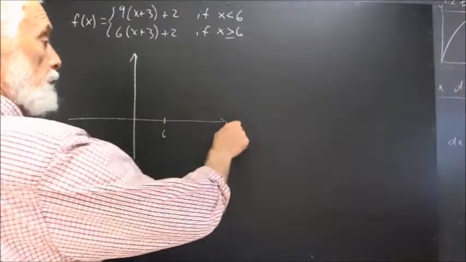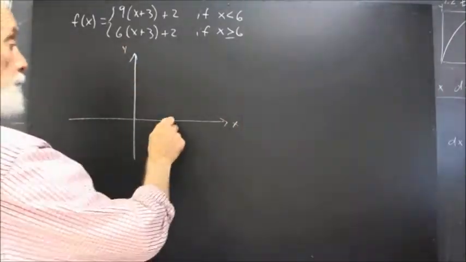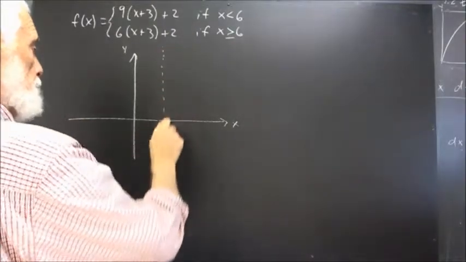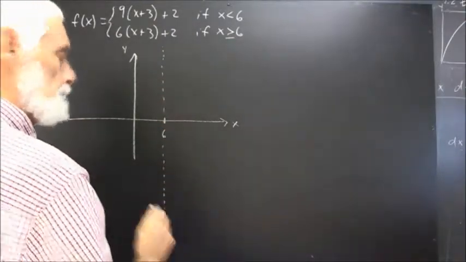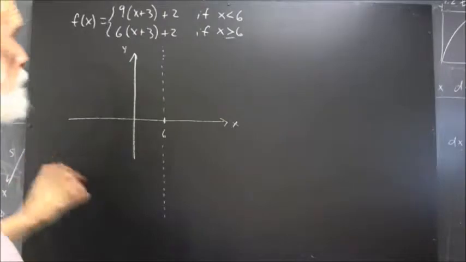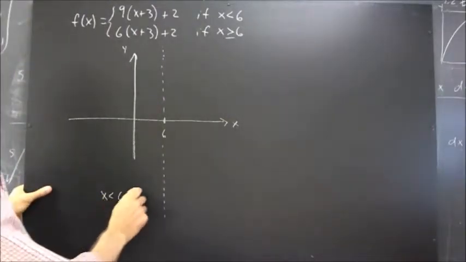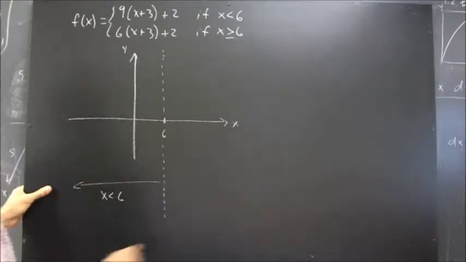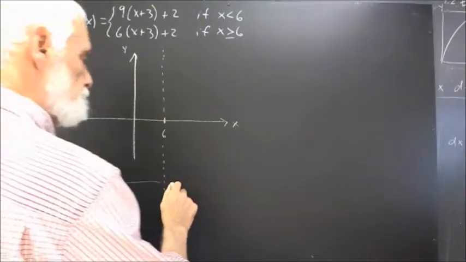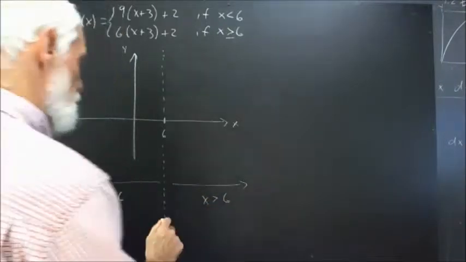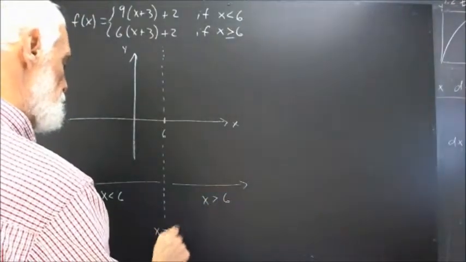So of course this is the x-axis, this is the y-axis. So x equals 6 divides the plane into two parts. Okay, on this side, x is less than 6. On this side, x is greater than 6, and on this line, x is equal to 6.